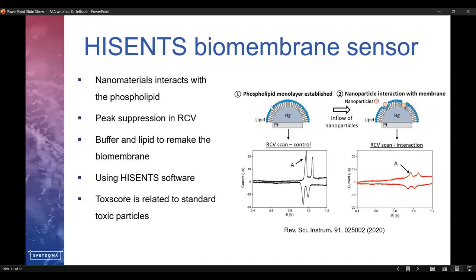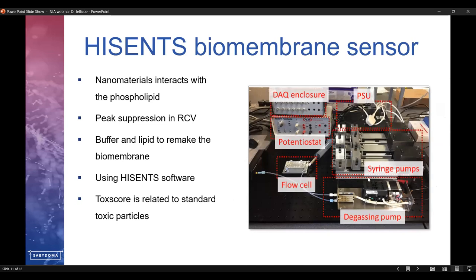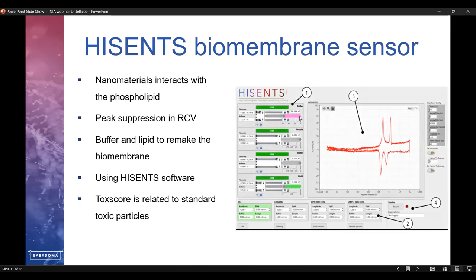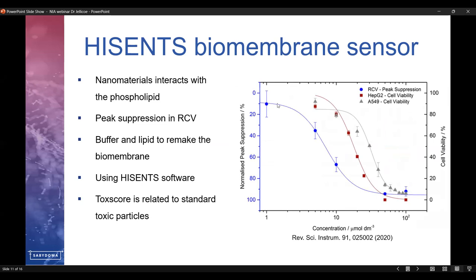So that's the way the HighSense biomembrane sensor works, where the toxic nanoparticles interact and suppress the peaks in the CV. We have a reference electrode and a working electrode to make sure that it's actually working quite well. So we use a buffer and a lipid to remake the biomembrane, and we pump those through using syringe pumps, which are automatically controlled. And then using the HighSense software, we can observe if there's any peak suppression in the CV once we pass toxic nanoparticles through. The peak suppression of the CV is actually quite relatable to the cell viability of HepG2 and A549. So we're able to do a nice correlation between the score versus the toxicity of the particles.